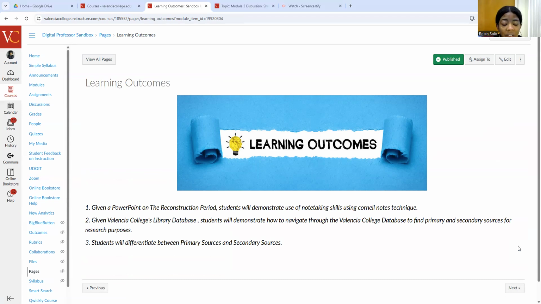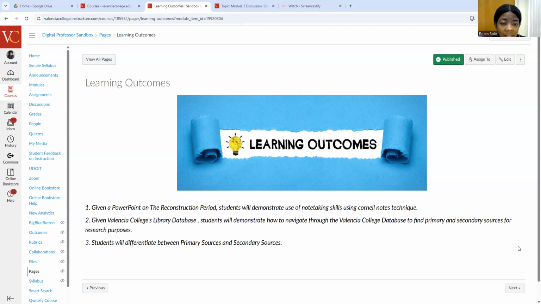This Reconstruction module is basically a preview course. It gives them background information on what happens in the future. So I like to give background information first before I jump into the actual module that I'm supposed to be starting off with, just to give them some overview.